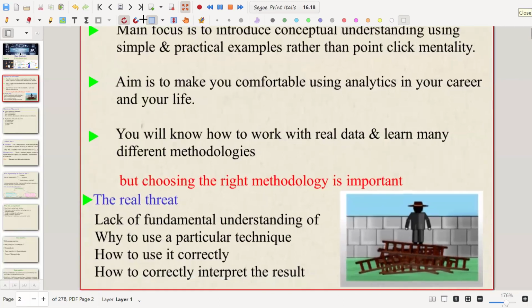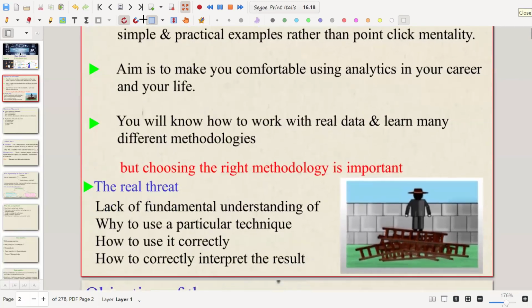Okay, so that's the plan. So you will know how to work with real data. We'll use some real data set or example data set at least, and it will be up to you how you use these techniques on your data sets. You can get your data sets from different websites. We will gradually learn about them, like from which websites you are going to get the data sets and what kind of analysis you can do on them. So you will know how to work with real data and learn many different methodologies.